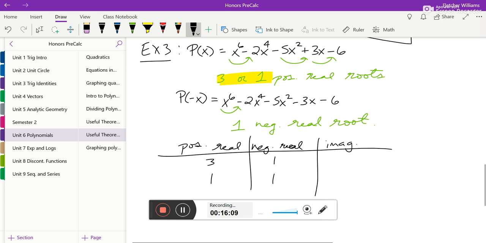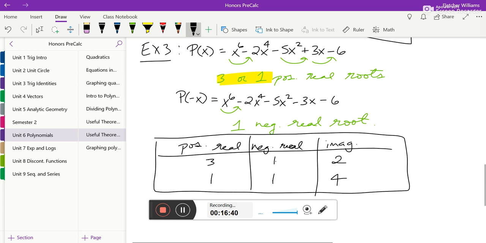Because we can't subtract 2 off of 1 and say we have negative 1 negative real roots. That doesn't make any sense. So there's only 1 negative real root. And if we have to have a total of 6 roots, that means for the first row here, 3 positive real, 1 negative real, we'd have to have 2 imaginary roots to get 6 total. And if we had 1 positive and 1 negative, we'd have to have 4 imaginary roots. So this helps us see what the possibilities are for the kinds of roots we'll get.